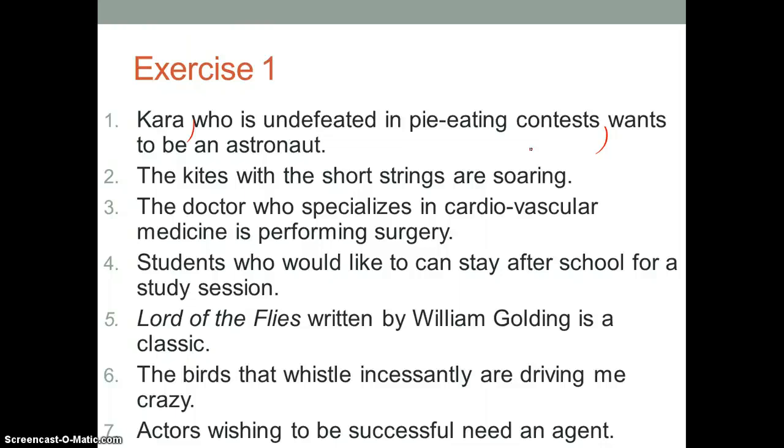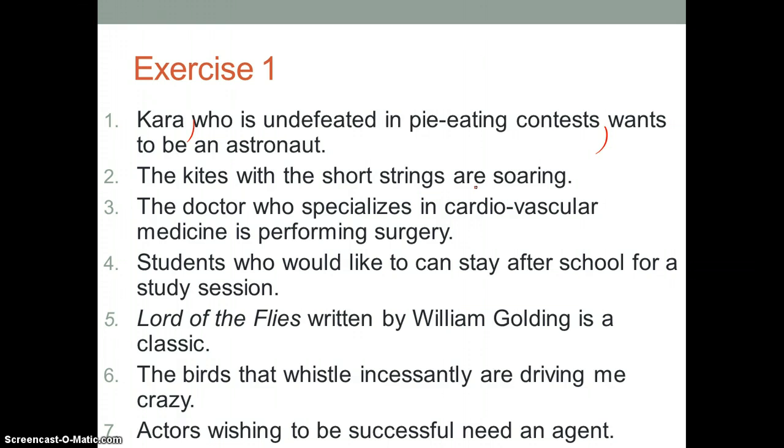The kites with the short strings are soaring. In this case, it's essential because it's telling us which kites, the ones with the short strings. So because it's telling us which ones, you do not use commas to offset it. Now, suppose you read the sentence a little bit differently and you thought it was just giving us more information, and the main point is the kites are soaring. You might have had an argument that that was actually non-essential.